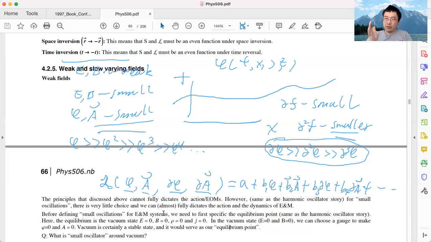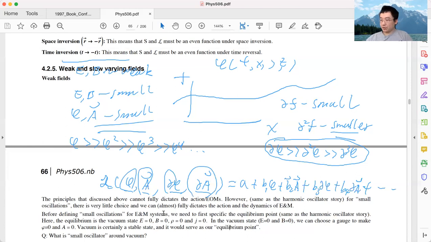So this slow varying and weak field approximation allows us to write down the Lagrangian density as a power law expansion of phi and A and the gradient of phi and gradient of A. The Lagrangian density must take this structure, and the reason it must take this structure is that we assume these quantities are small.